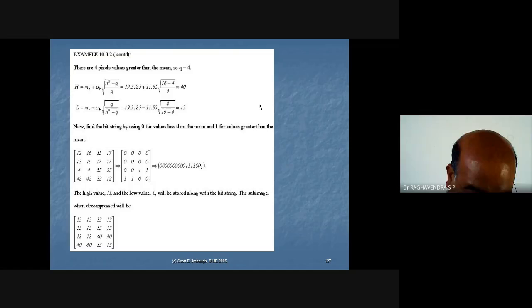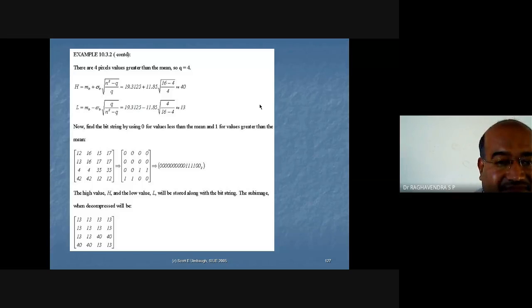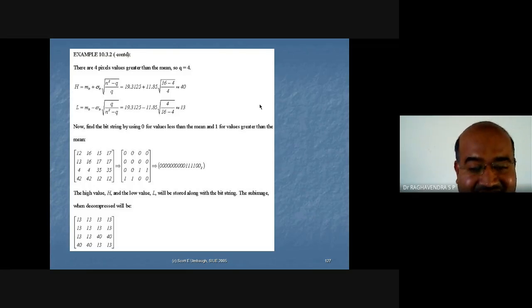You got 20.52? 20.52 plus 19.3125, you get 39.83. Yes, sir. 39.83 is approximately equal to 40, right? Okay. Dear students, are you engaging yourself or not? Come on. Approximation 40 everyone gets.